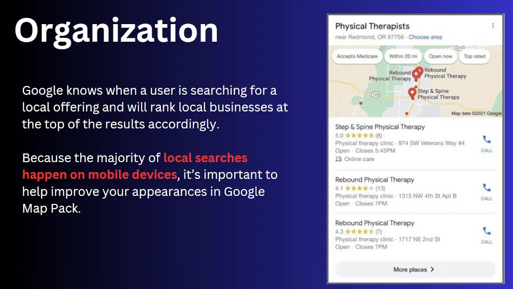Organization schema. Google knows when a user is searching for a local offering and will rank local businesses at the top of the results accordingly. Because the majority of local searches happen on mobile devices, it's important to help improve your appearance in the Google map pack.